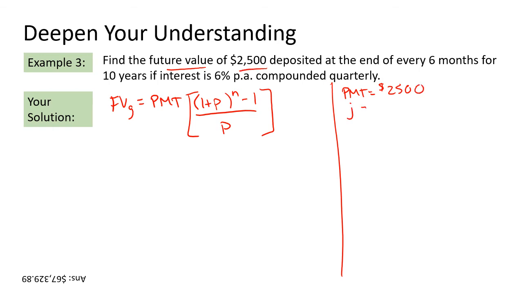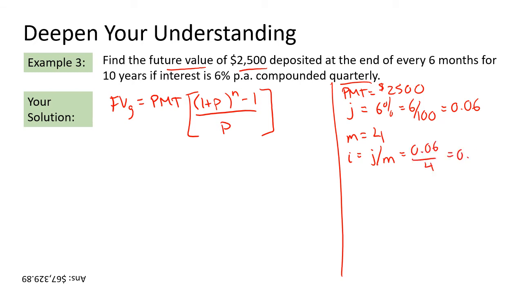Our nominal interest rate, J, is 6%, which is 6 divided by 100, removing the percentage sign, or 0.06. Our number of compounding periods per year, M, is quarterly, which means M is 4. So our periodic interest rate, I, which is J divided by M, is 0.06 divided by 4, which is 0.015.